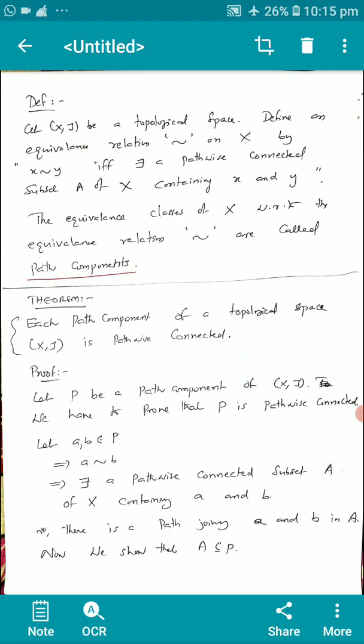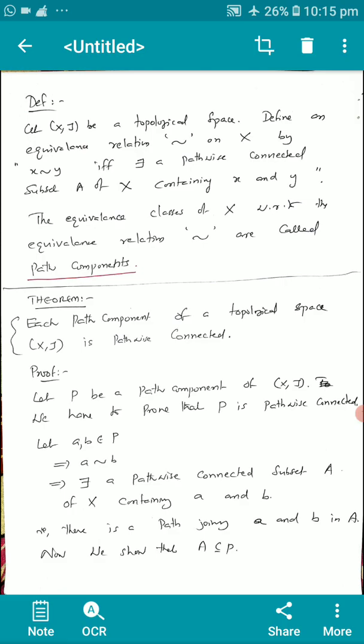So x tilde y if and only if there exists a pathwise connected subset A of X containing x and y. That is the relation. It is an equivalence relation, and corresponding to this equivalence relation, the equivalence classes of X are called path components.